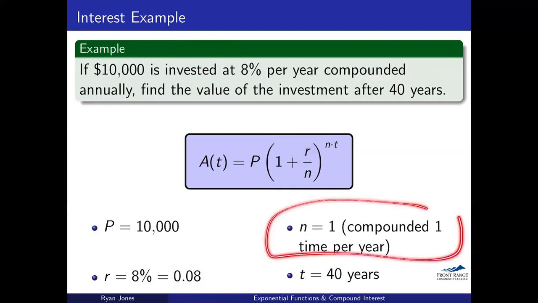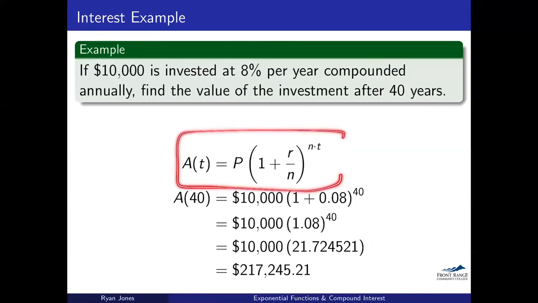N is equal to 1 because we compound annually, which means 1 time per year, and T is equal to 40, because that's the amount of time that I keep the investment for. So what you'll see here, I start off with this formula and I plug in 40 for T. I plug in P is 10,000, R is 0.08, and N is just 1.